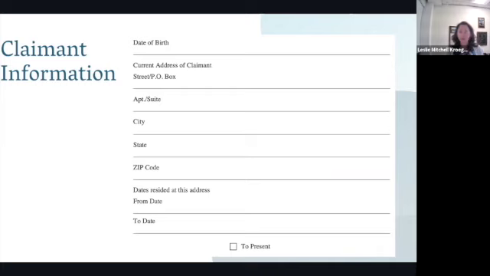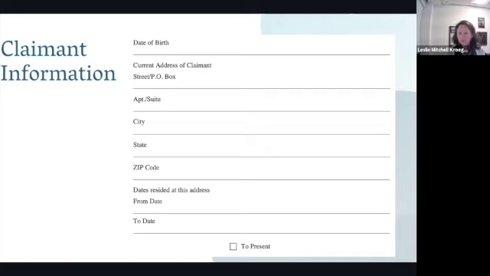Go ahead, Beth. Date of birth, your current address. Now, this is one thing. When you send in your registration form, you may have moved since then. Those were due the end of March. If you have moved, now is the time to update on your claim form. What is your current address? This is where the letter from the claims administrator is going to come back to you. So we want to make sure that there is accurate information here.